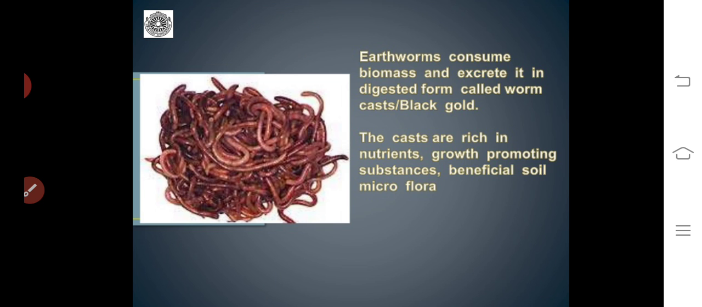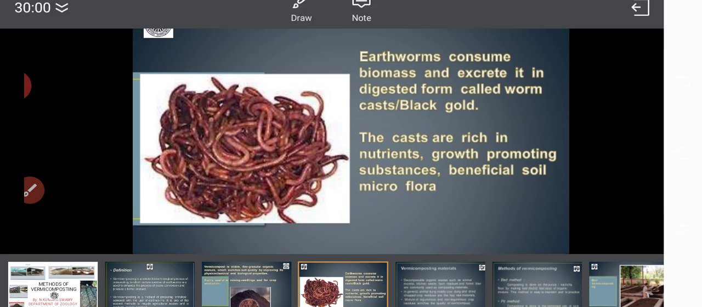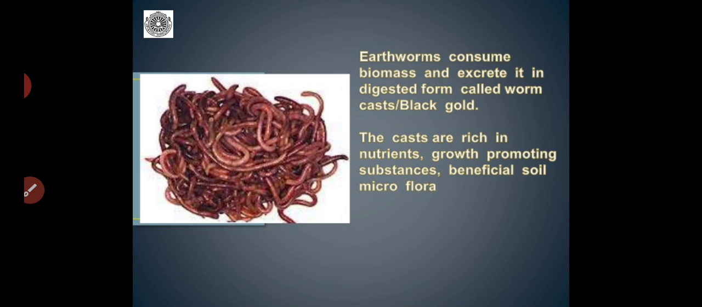Here you can make out these earthworms, which are generally known as red earthworms. These earthworms consume biomass and excrete it in digested form called worm cast or black gold. The casts are rich in nutrients, growth promoting substances, and beneficial soil microflora.